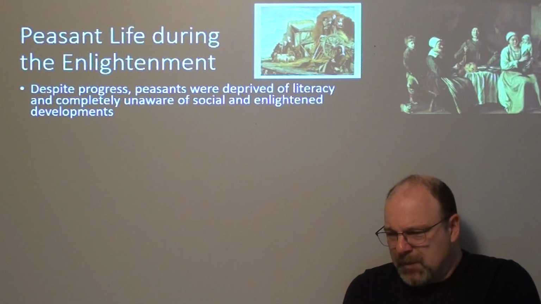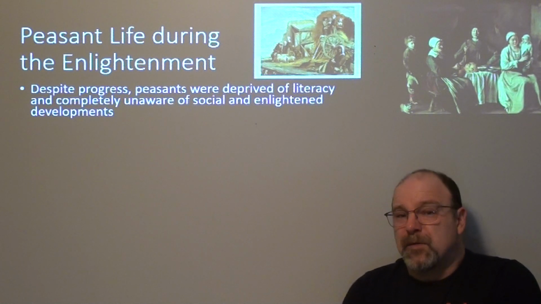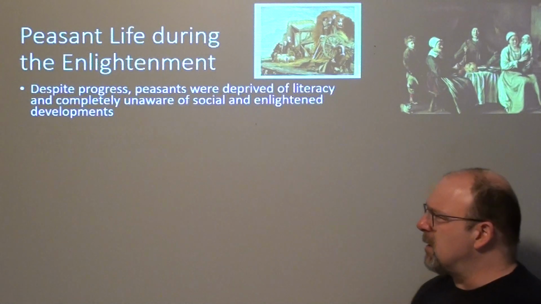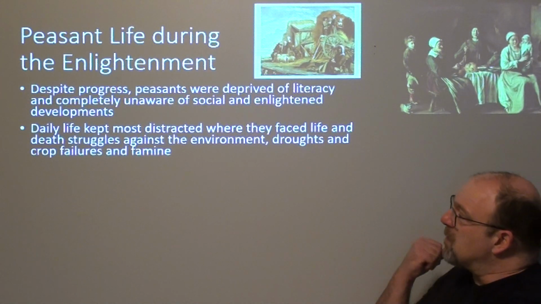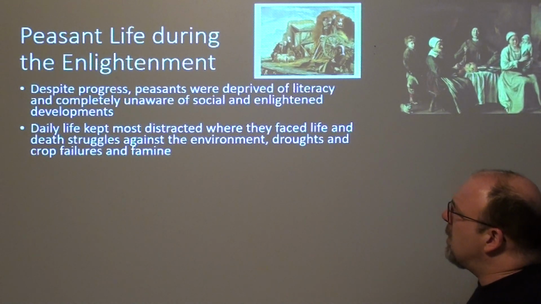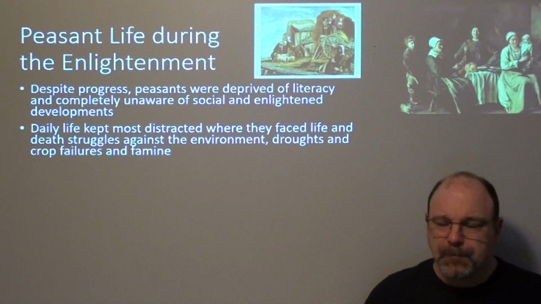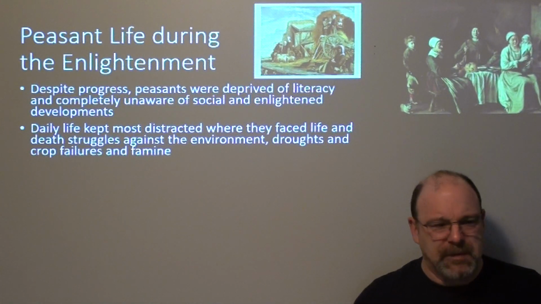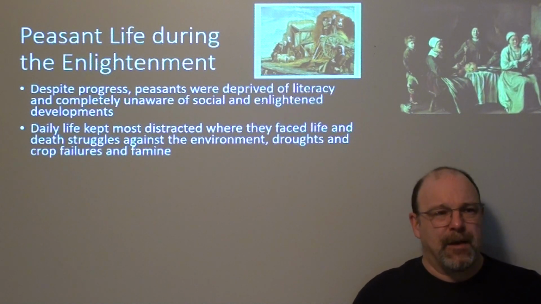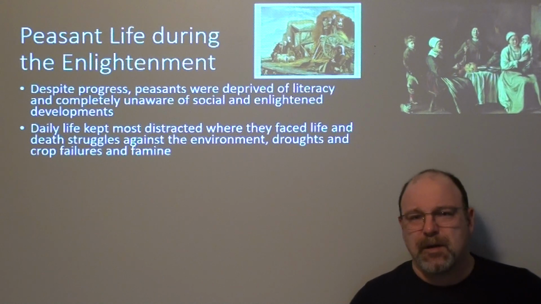And so they could be very superstitious and extremely hardworking. But like I say, their lives were very much regulated by the seasons. Daily life kept most distracted, where they faced life and death struggles against the environment: droughts, crop failures, and famine, which were common. A lot of people don't understand that the reason agrarian families had large families, lots of kids, was to have more hands on deck, if you will.